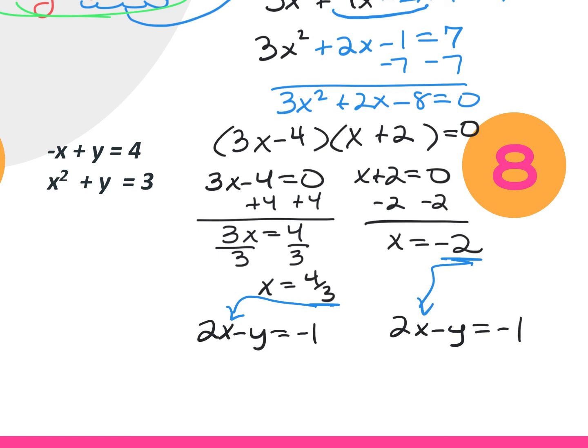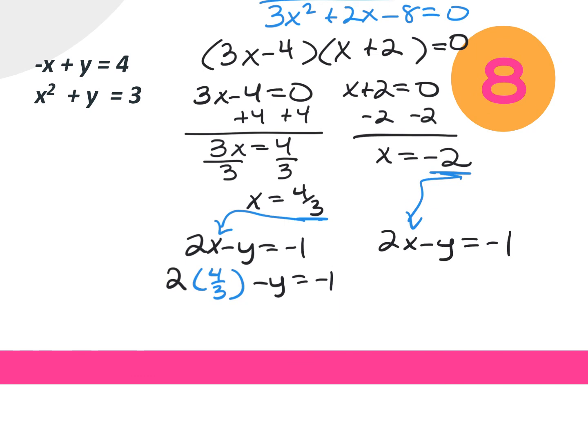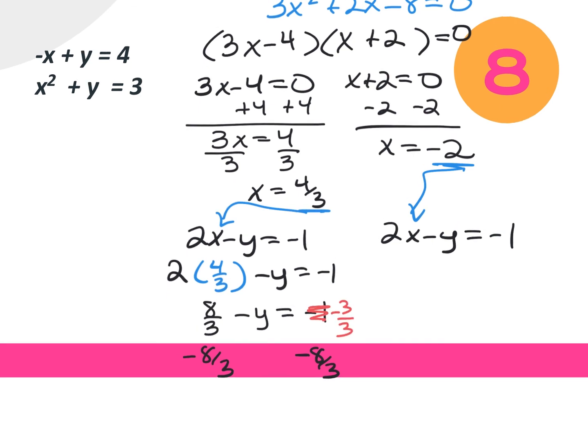and solving for y. So 2 times 4/3 minus y equals negative 1. Going to multiply here. I get 8/3 minus y equals negative 1. I need to subtract the 8/3. I'm going to change the whole number 1. I'm going to make this negative 1. I'm going to make it negative 3/3. So it has a common denominator.